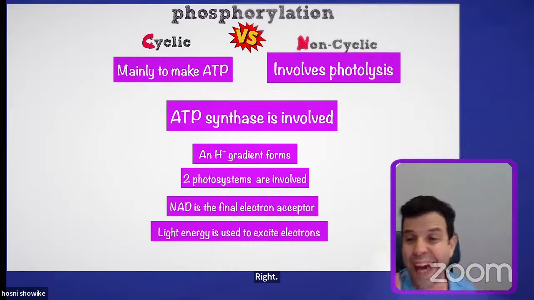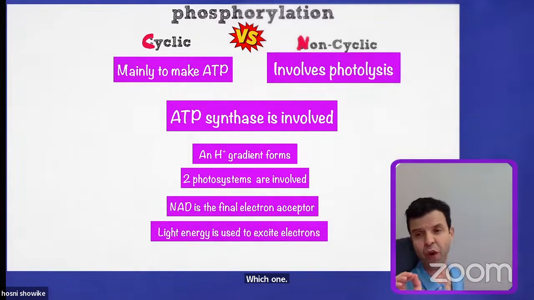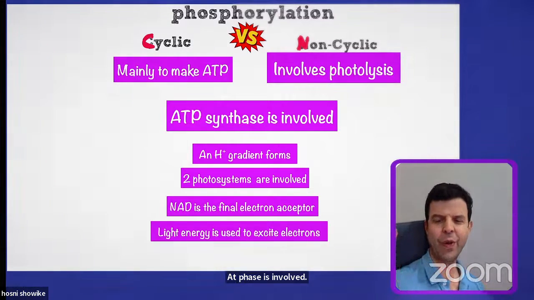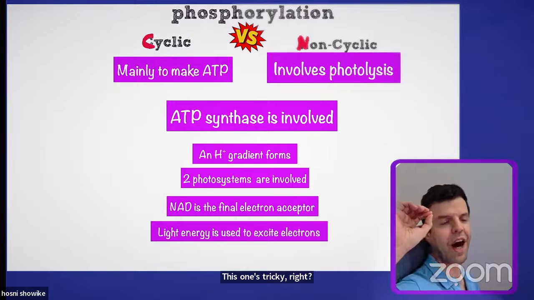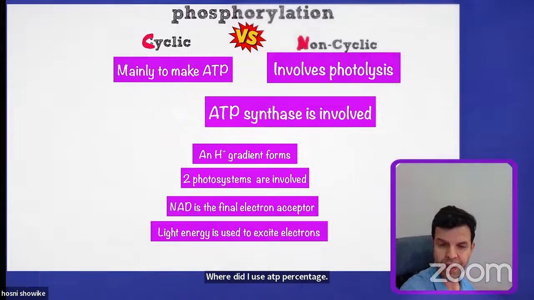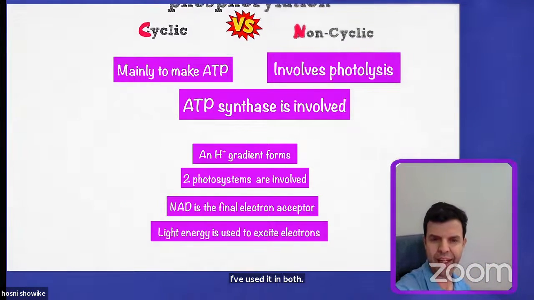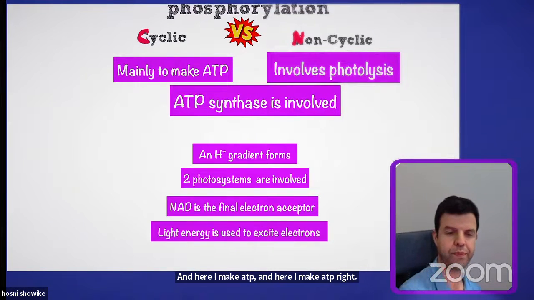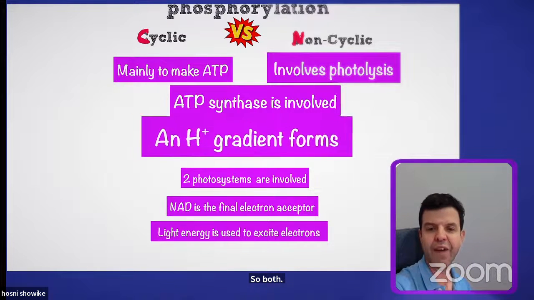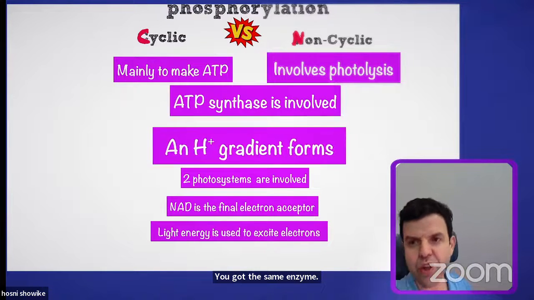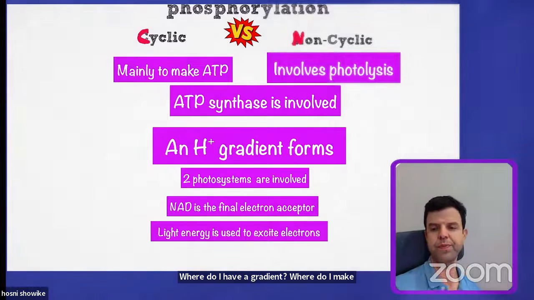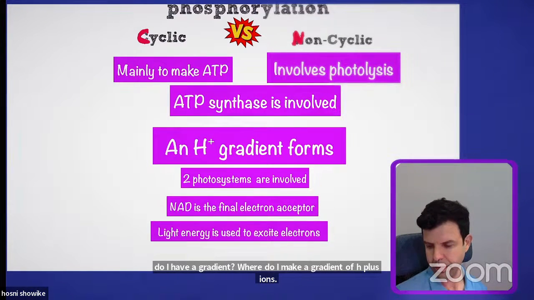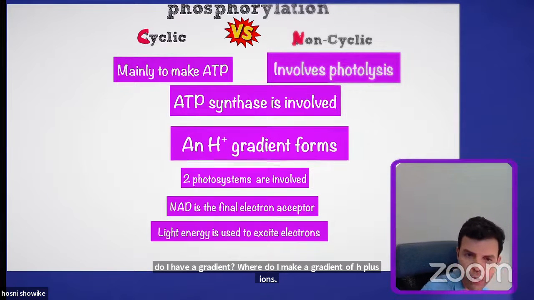Which one has ATP synthase involved? This one's tricky, right? Where did I use ATP synthase? I've used it in both. Here I make ATP, and here I make ATP, right? So both have the same enzyme. Where do I have a gradient? Where do I make a gradient of H plus ions? I do so in both too, right?